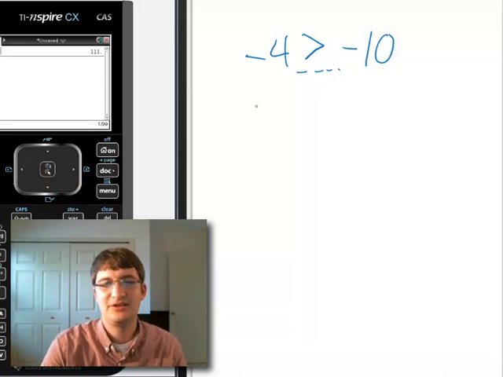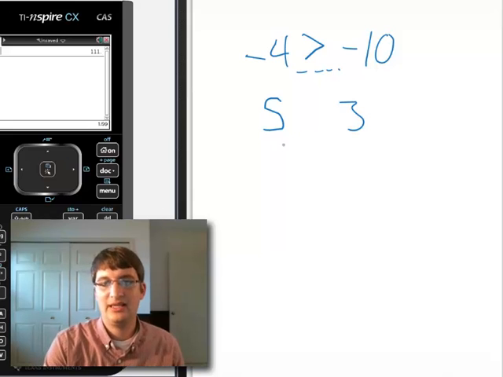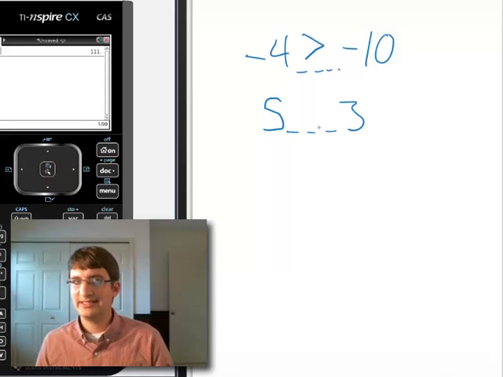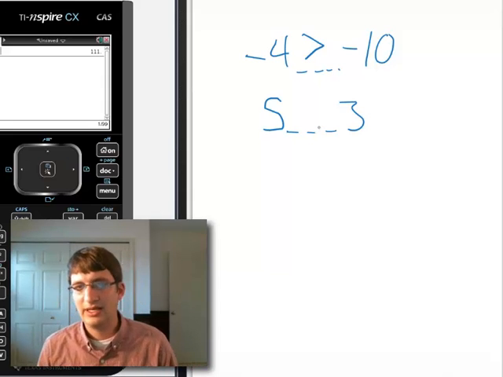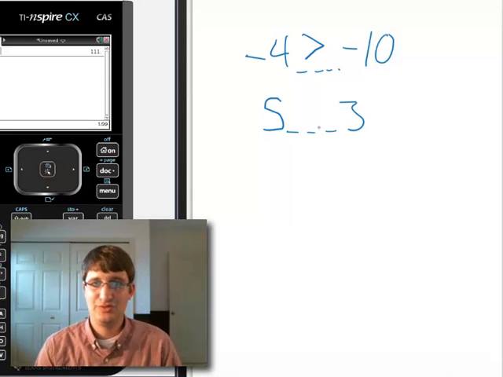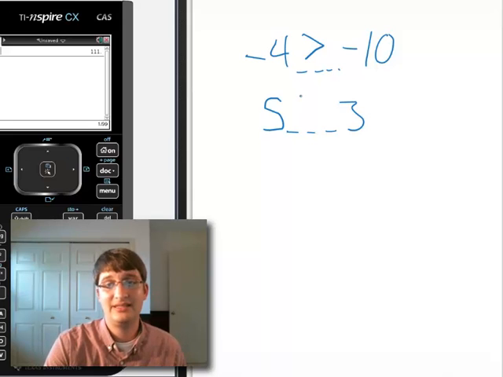Let's just do something easier that doesn't involve negatives. 5 and 3. So 5, when I put a little fill in the blank here, 5 is what to 3? Is it less than 3? Is it greater than 3? Well, 5 comes after 3, correct? It's to the right of 3. So again, I can go ahead and say 5 is greater than 3.